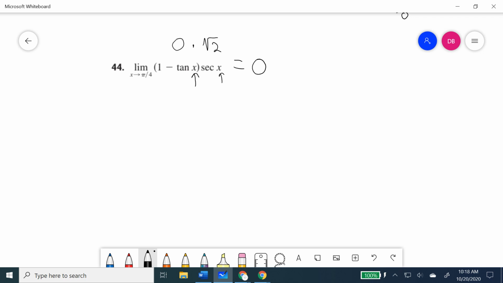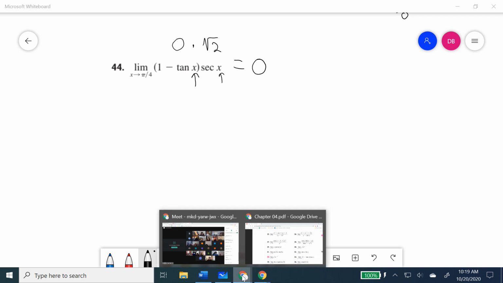Okay, then let me do some other problems besides L'Hopital. On today's quiz, I just have the fractional version of L'Hopital. I'm not throwing out the special cases. So, okay, 4.5, number 44. Let me find that.